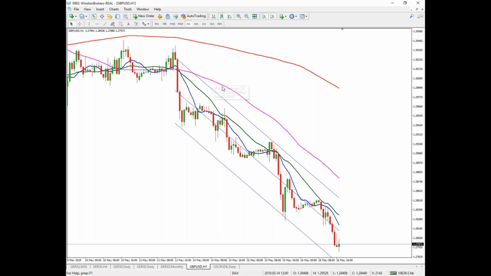Then we have the next one, 55 days, which is also an important indicator that gives us another negative signal. It's in steep descent and it tracks this move, so we have direction clear to the downside. Let's put the MACD indicator.